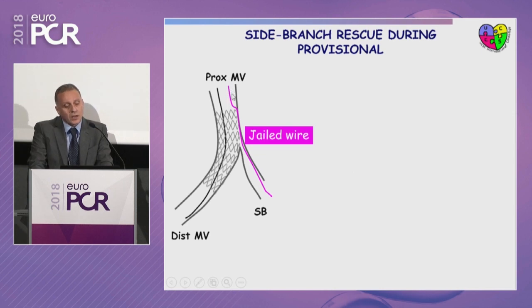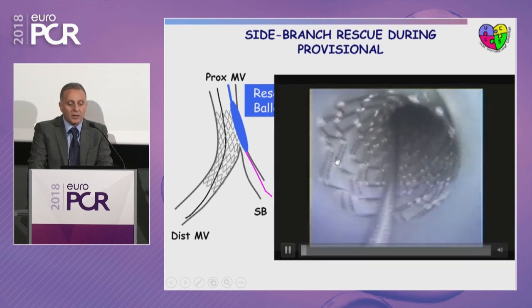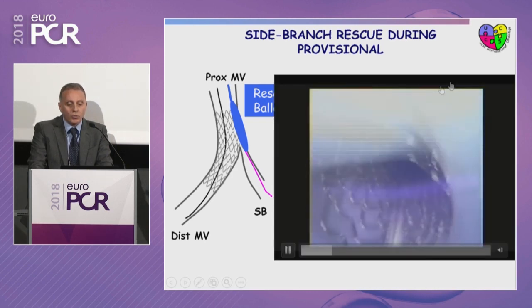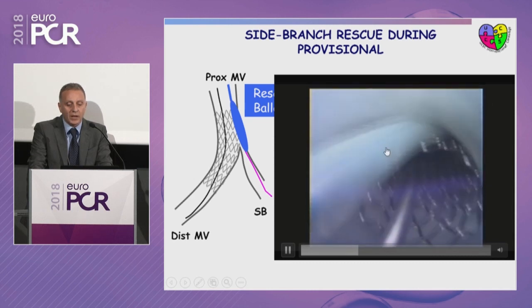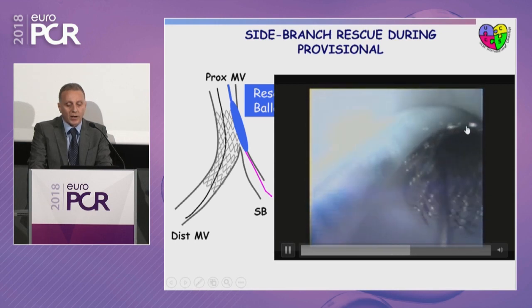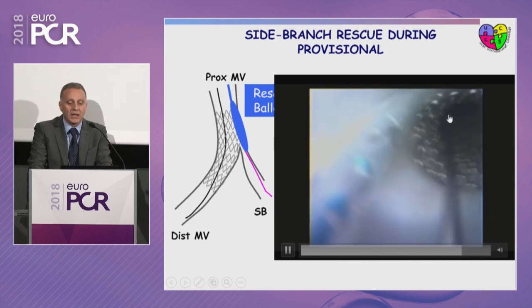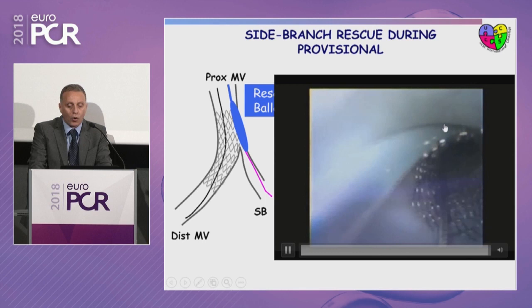Since we suggested using the jailed wire systematically, there is now the potential to consider this as the highway to rescue the side branch, advancing a small balloon toward the side branch in the case we fail to reopen it. When we practice this technique, usually we use small balloons, 1.5, and you see that step by step it is possible to go through the side branch behind the stent struts, especially if we did not perform a POT at very high atmospheres or there is no long jailing.